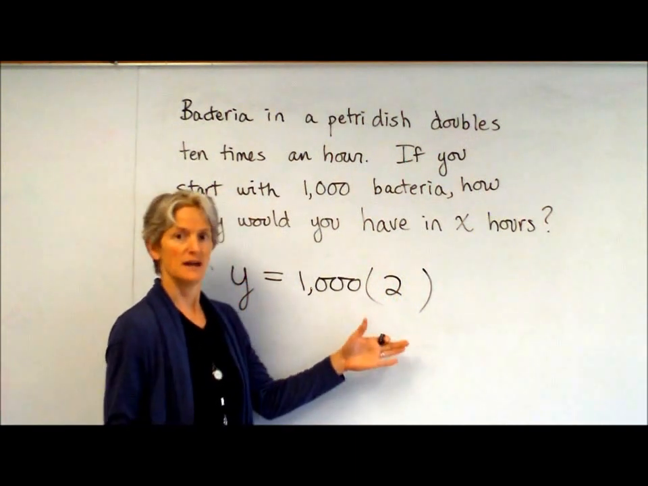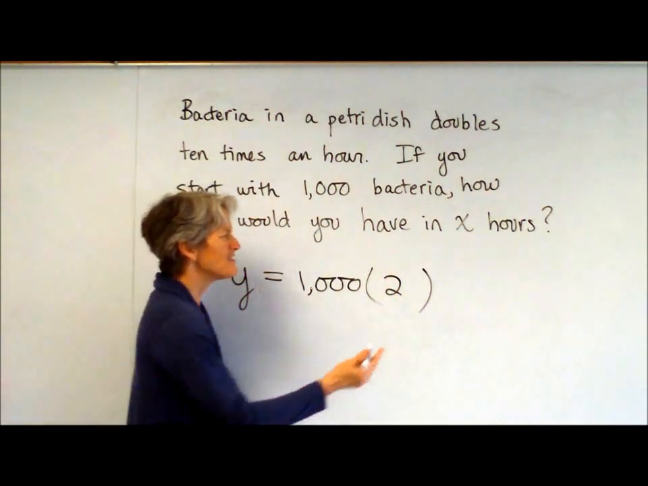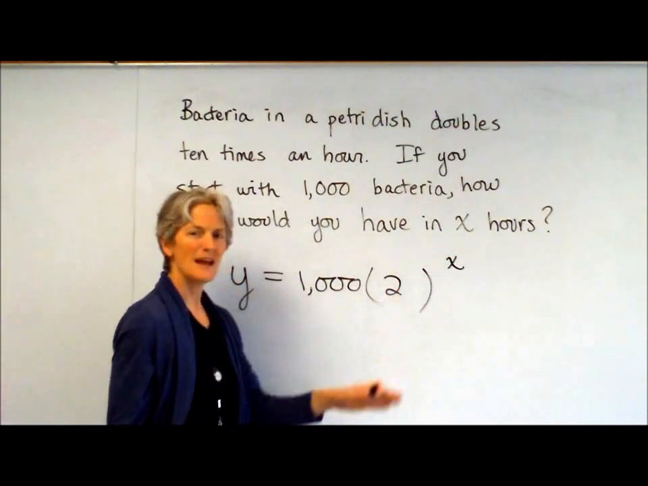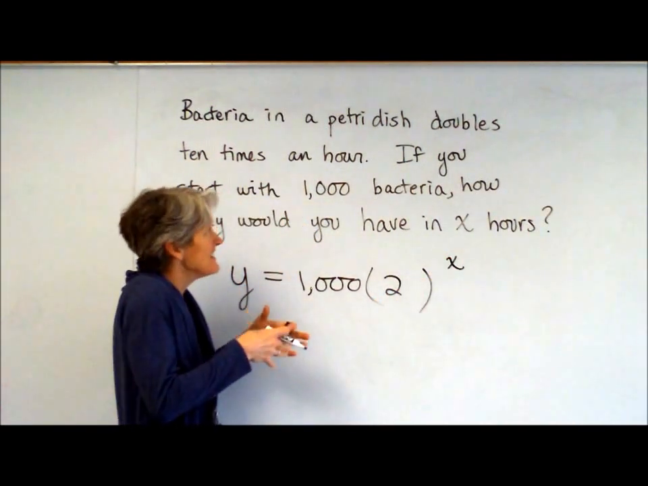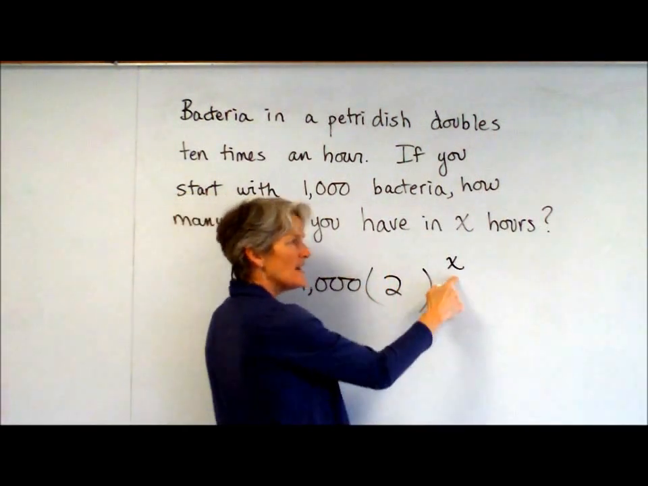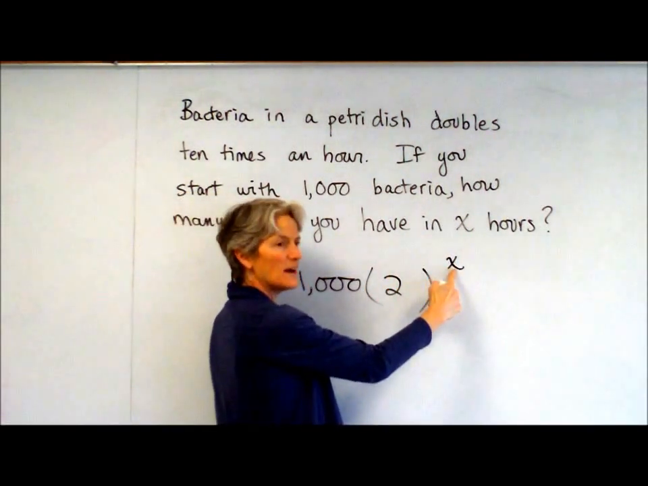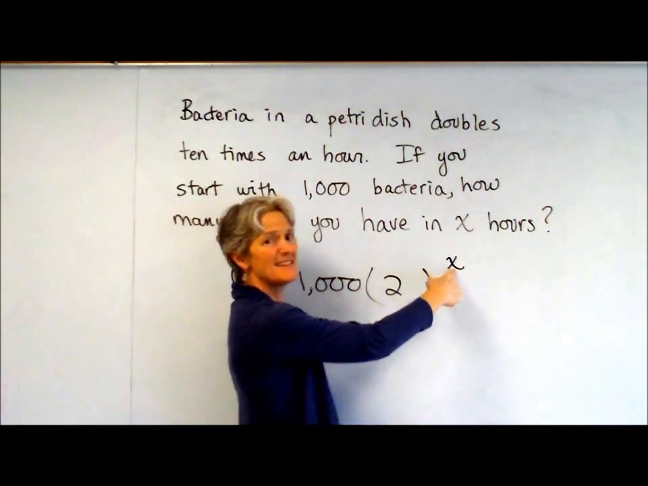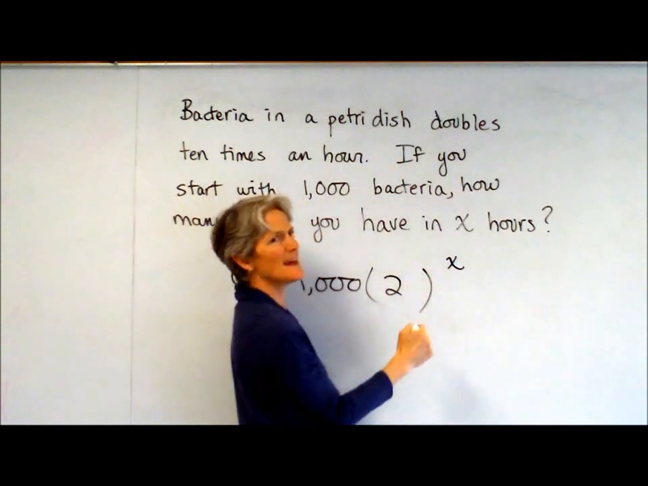I'm doubling, right? But that would be doubling every hour. I'm doubling 10 times in an hour. So when I plug in a 1 in there, I really want it to be doubling not once, but 10 times. So what do I have to do to that exponent?